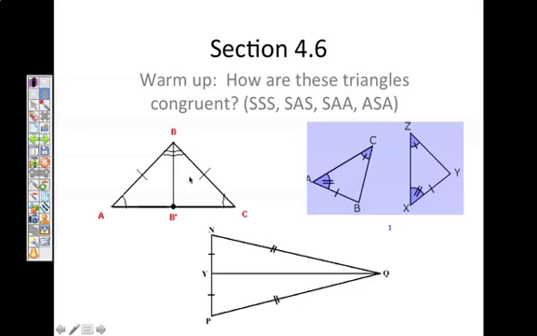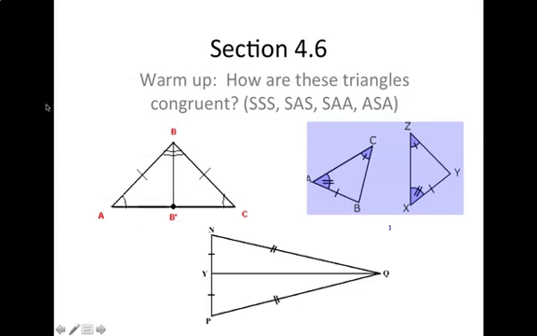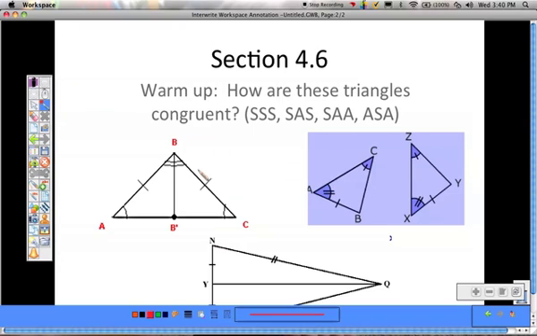So let's look at these three examples and figure out which theorem would prove these triangles are congruent, if any. And remember, if it's not any of these, then it's not enough information. So the first one, if you notice, we have an angle, a side, and an angle. So this one by angle, side, angle, the triangles are congruent.